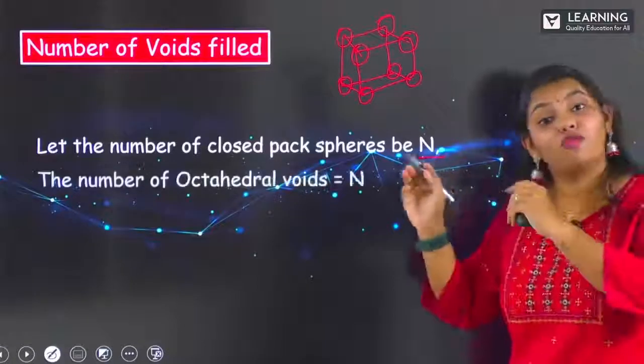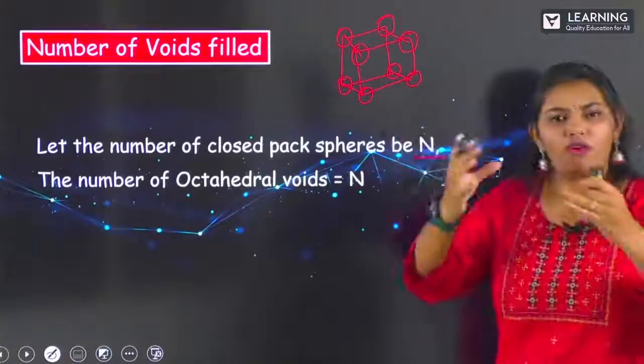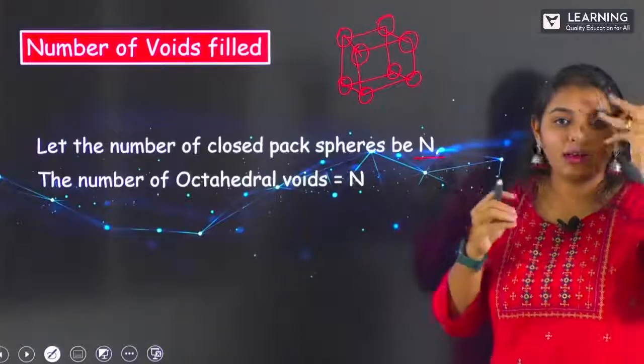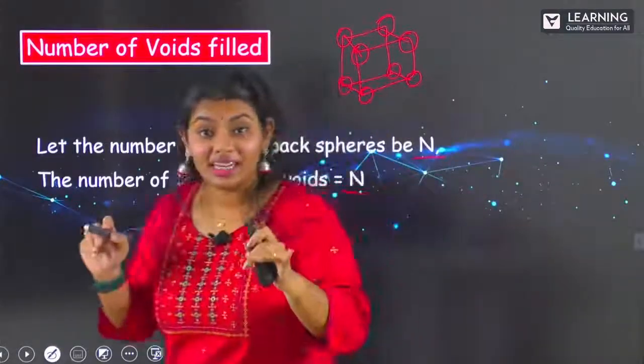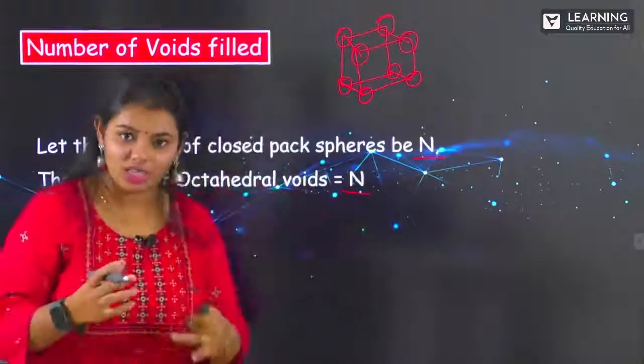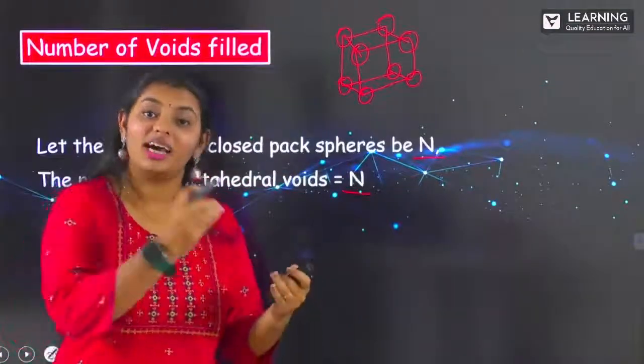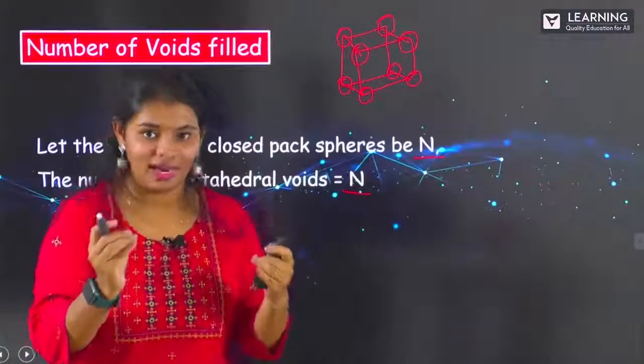Now, what will be the number of octahedral voids? This kind of arrangement is found throughout, right? So what will be the number of octahedral voids? The number of octahedral voids will be n. It is the same. The number of spheres at the lattice points is the same as the number of octahedral voids.